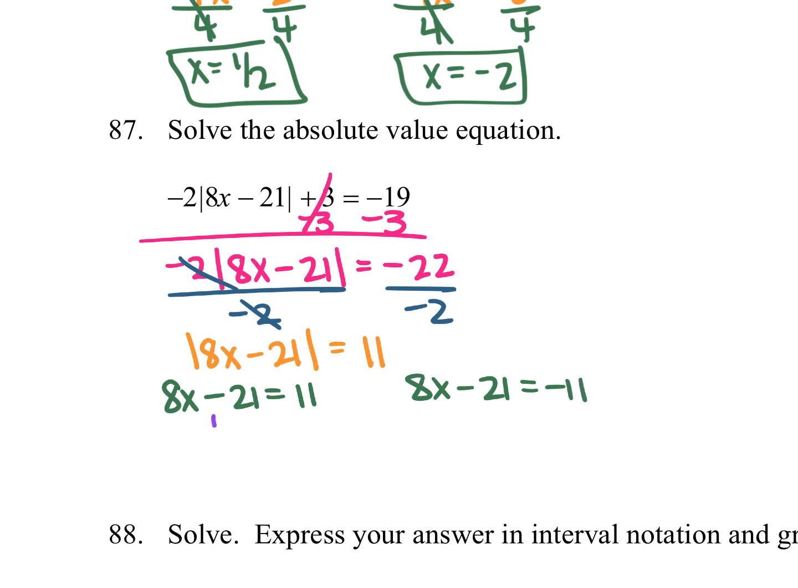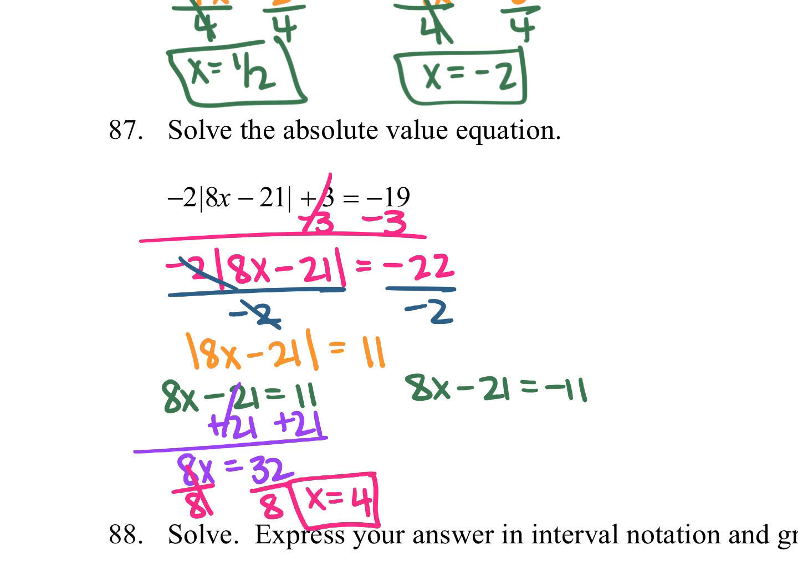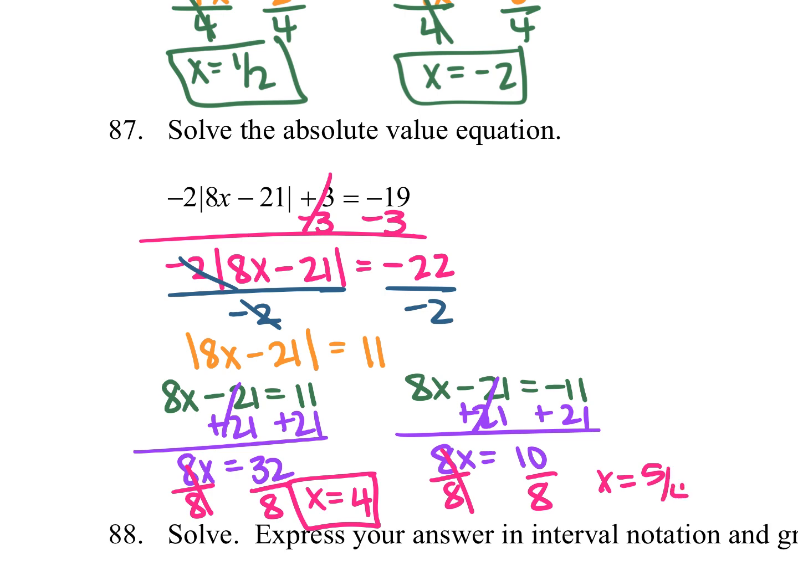For the one on the left, move your 21 over first. This gives you 8x is equal to 32. Divide each side by the 8, and you have that x is equal to 4. For the 8x minus 21 is equal to negative 11, add your 21 over. Remember, subtract them since they're different signs. You have 8x is equal to 10. From here, divide each side by 8, and you get that x is 5/4.